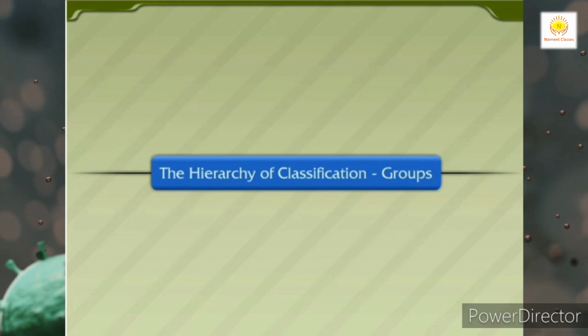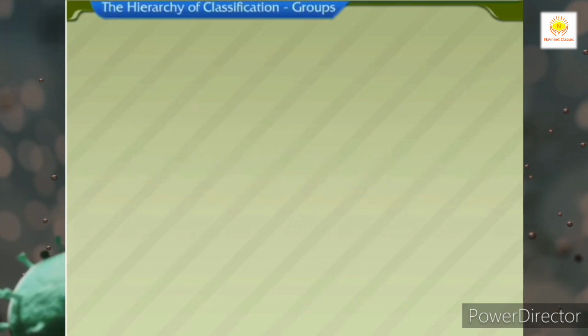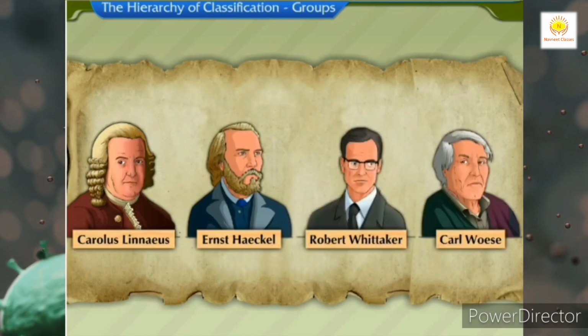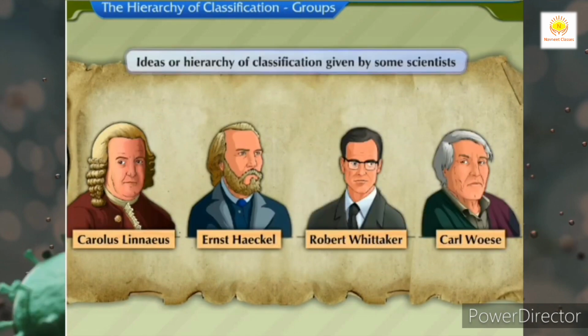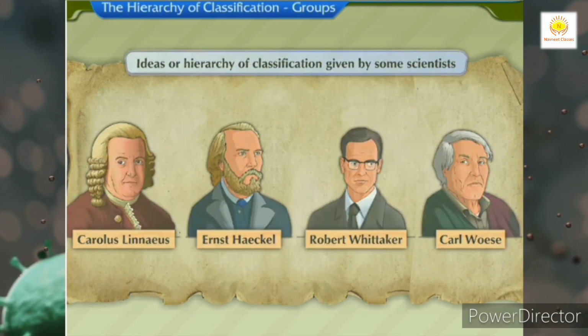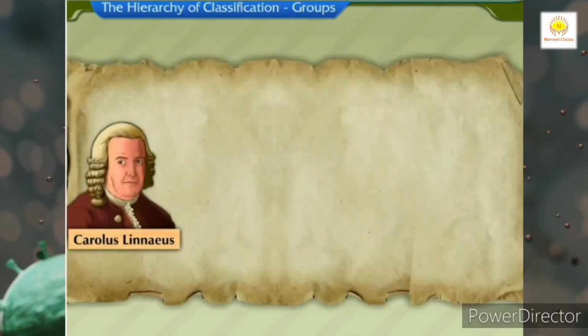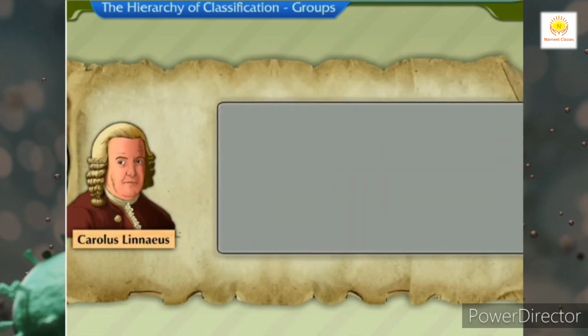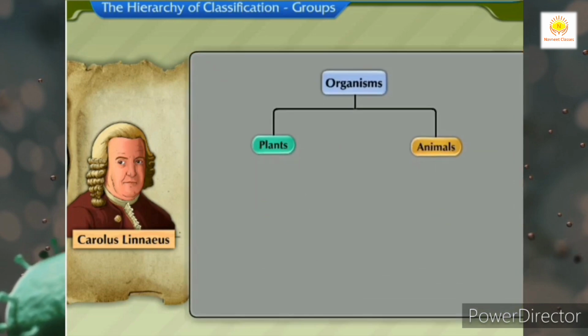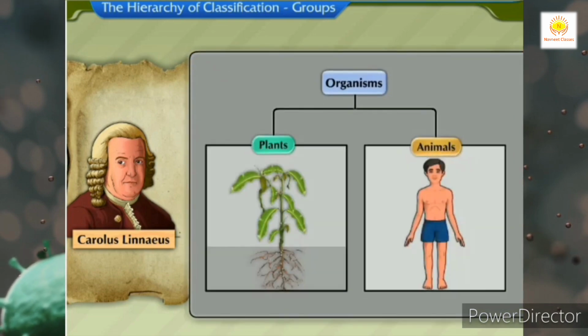The hierarchy of classification. Groups. Many scientists have tried to give the outline of classification. Ideas or hierarchy of classification given by some scientists. Carolus Linnaeus. He recognized only two groups of organisms: plants and animals.